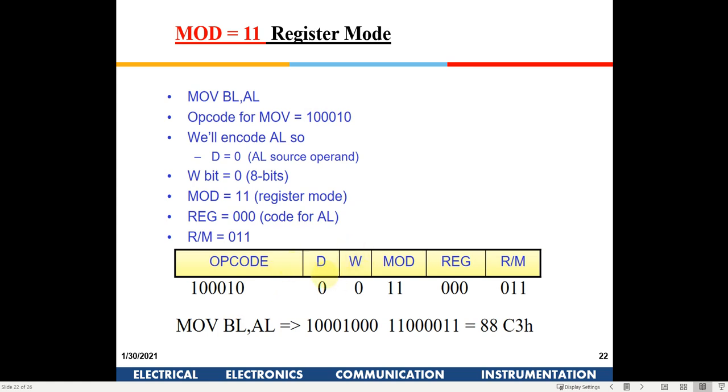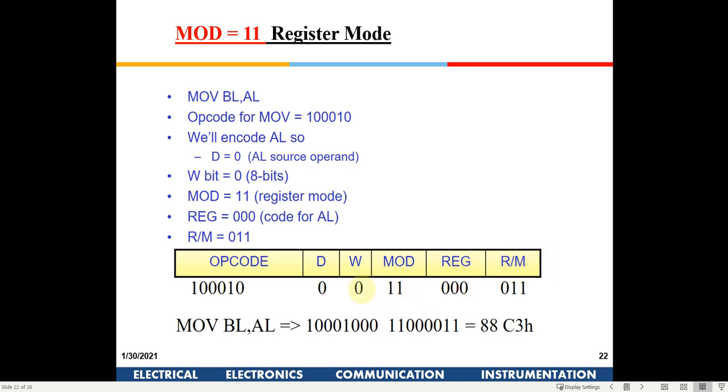Now direction. In this case it is register to register, so I can give direction 0 or 1, and accordingly I will fill. If I write direction 0, it is going to move data from register to R/M, from left to right. Then R/M should be what, BL or AL? Can somebody say, if D is equal to 0? Yeah, BL. So if D is equal to 0, R/M should be BL. If D is equal to 1, it will be the other way around. So you have flexibility here, you can do whatever you want.